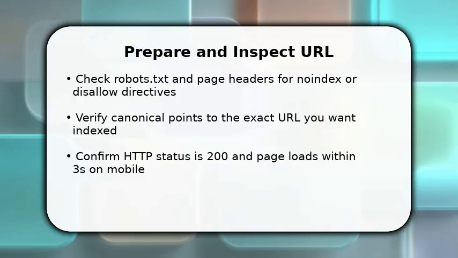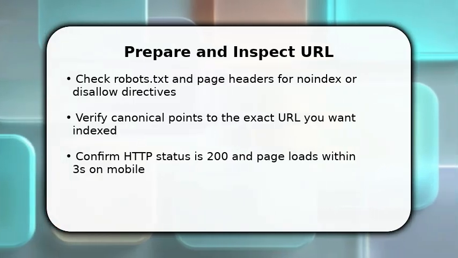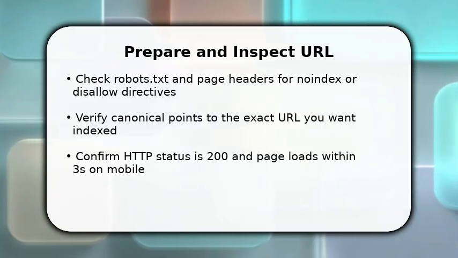You start by inspecting the exact URL in Search Console. Look for noindex tags, X-Robots-Tag headers, or robots.txt blocks. These immediately prevent indexing.